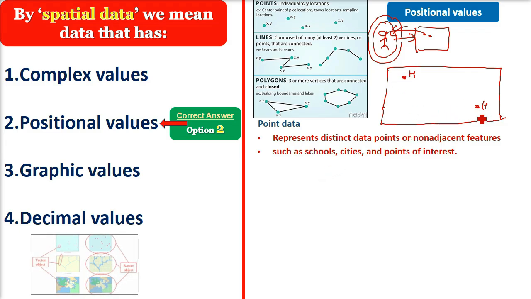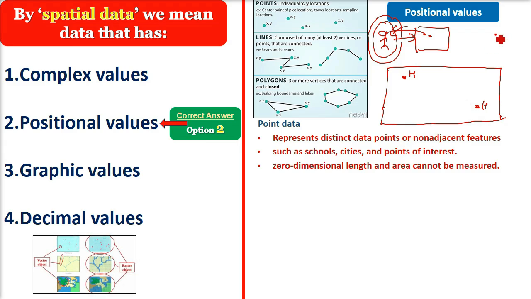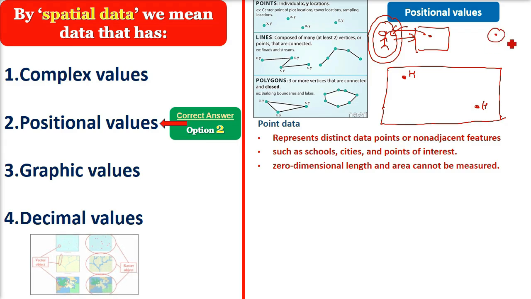Even if you are asked about schools or cities, or a point of interest can be, say, your playfield. It can be all the dustbins or garages in your area or bigger area. So all these points can be represented as dots, which are nothing but the point data. So the point has no dimension, it is just a dot. So it's zero dimension. There is no length, there is no area of a point, because it's just a dot.